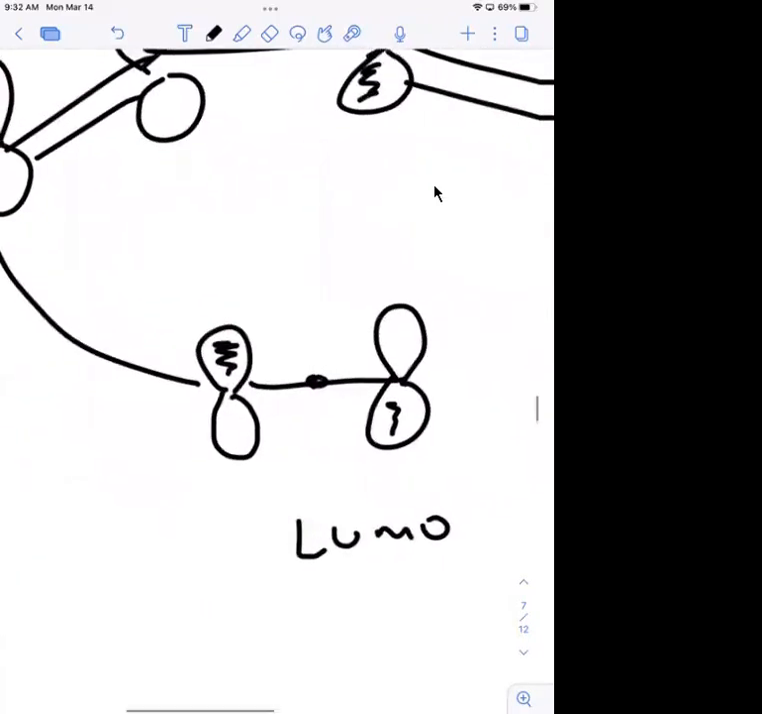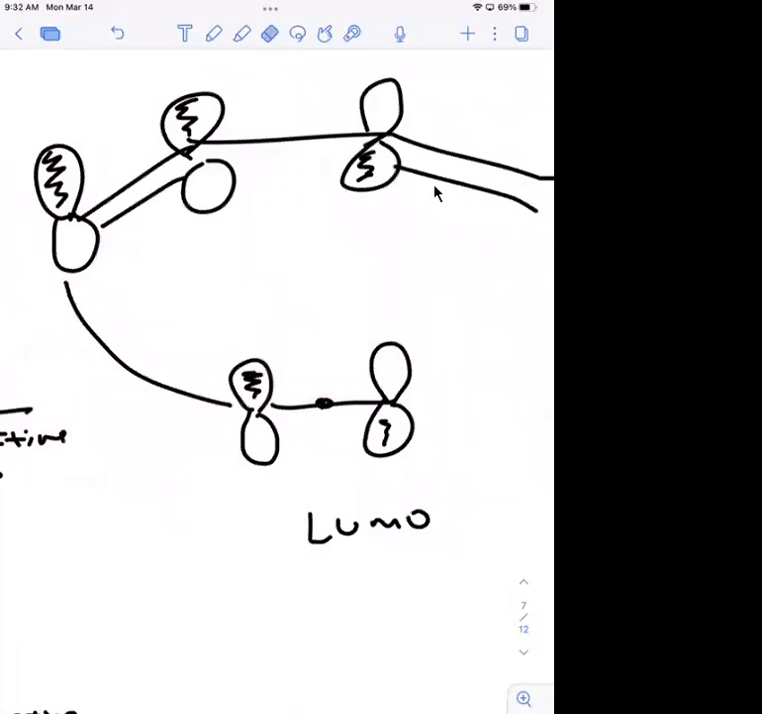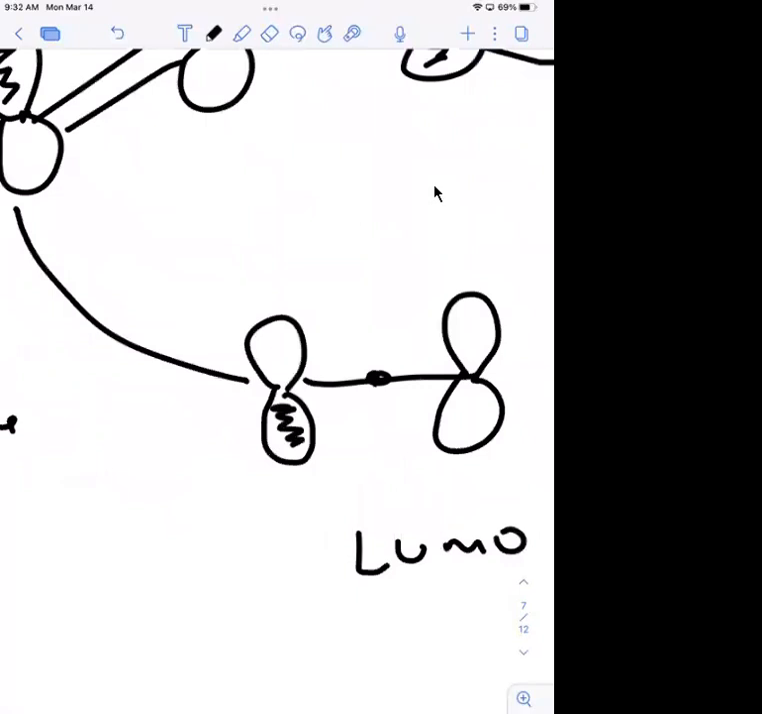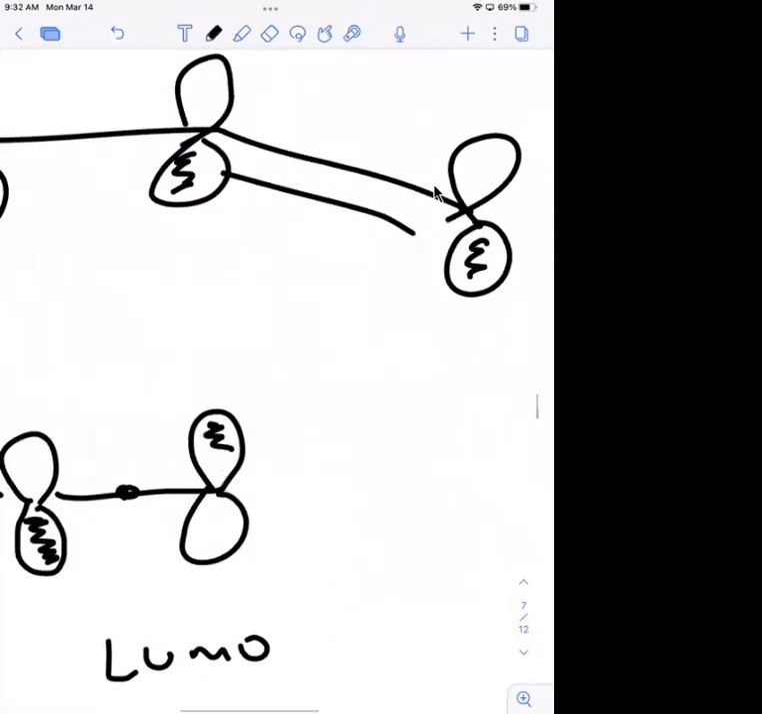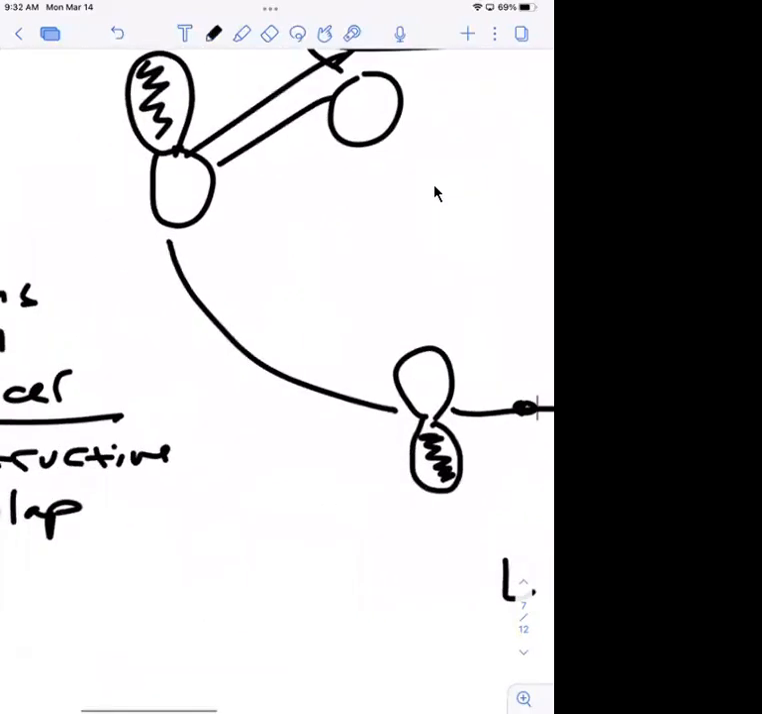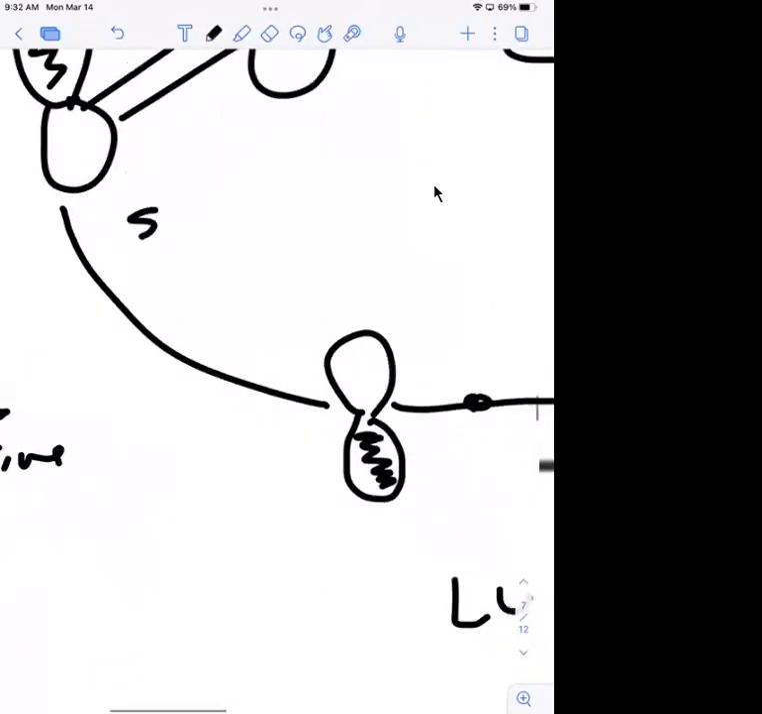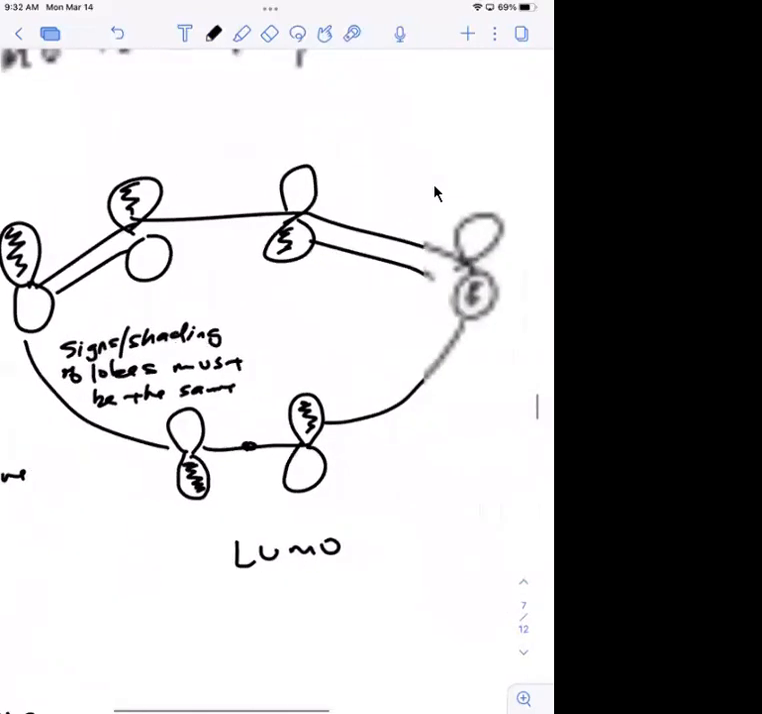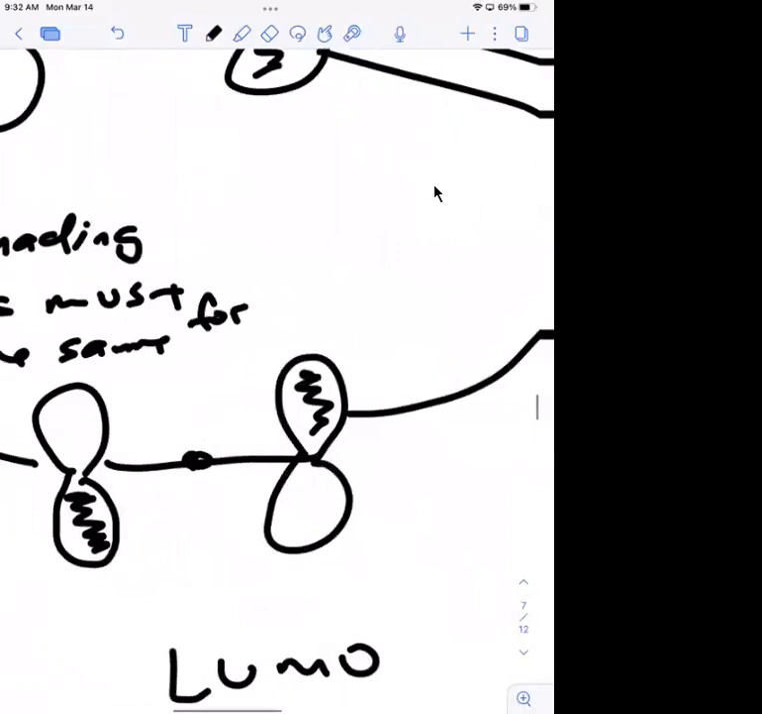So I need the signs to line up. So I need this to be unshaded, and I need this to be shaded so it can overlap with that. Right? So the signs have to be the same. I'm just going to use shading because we've been making those two synonymous. So the signs have to be the same for proper overlap.